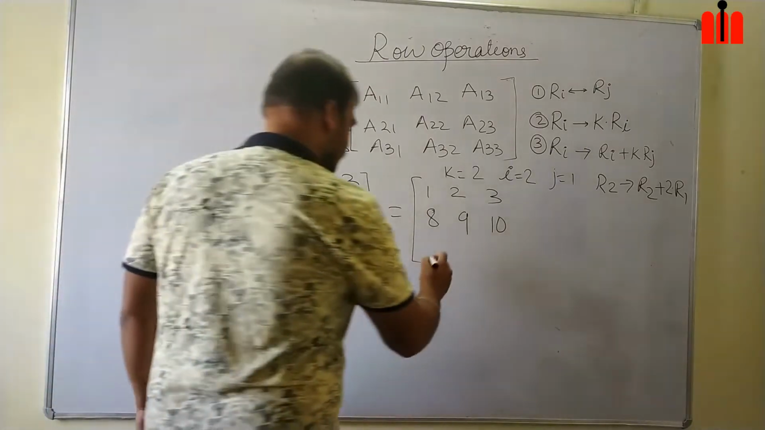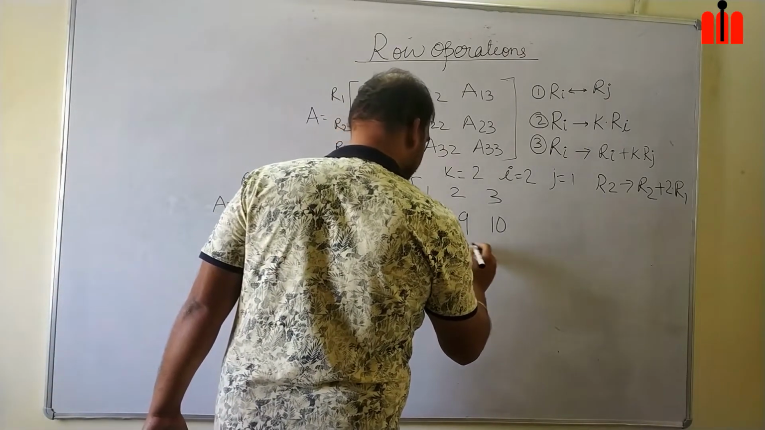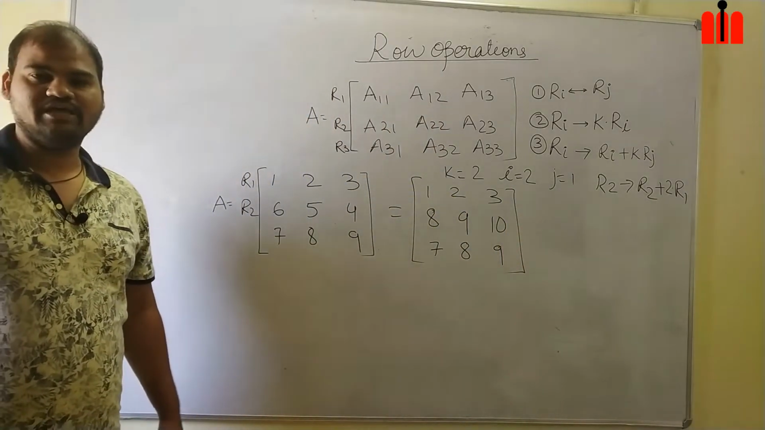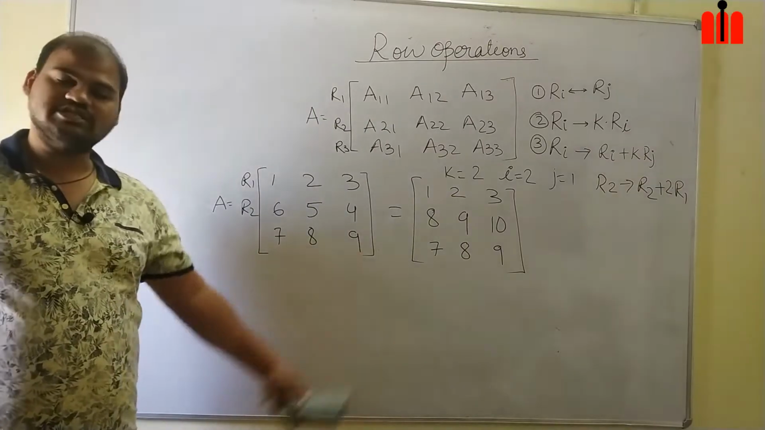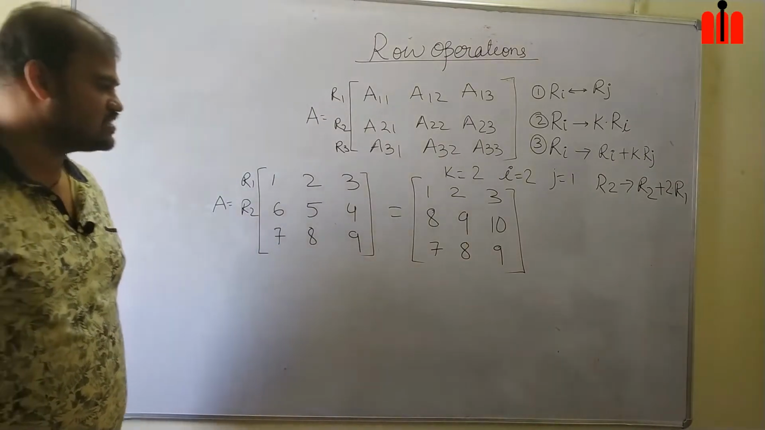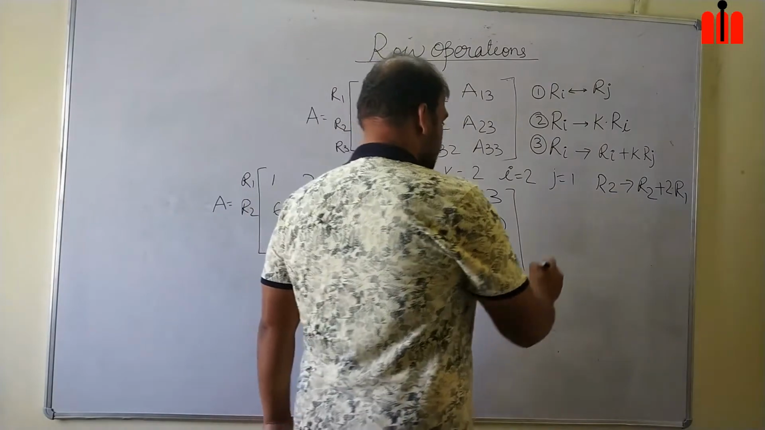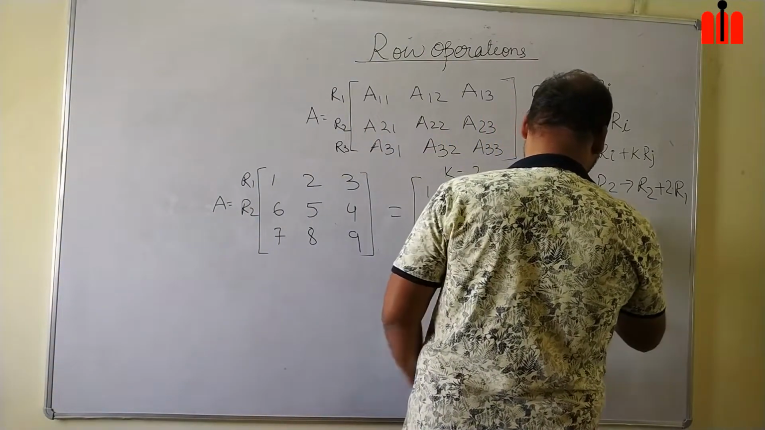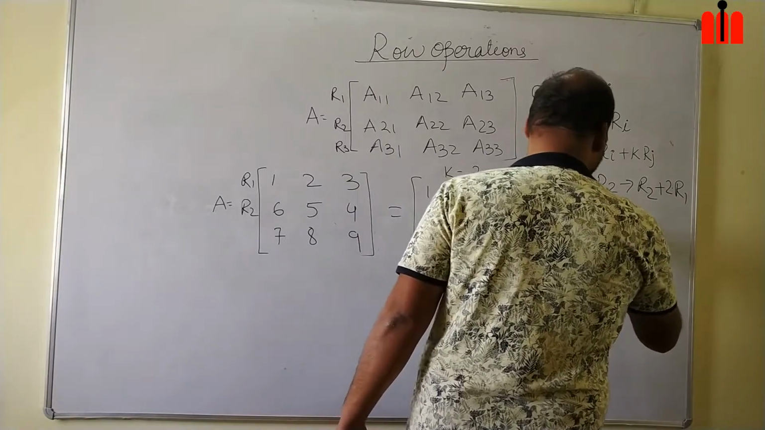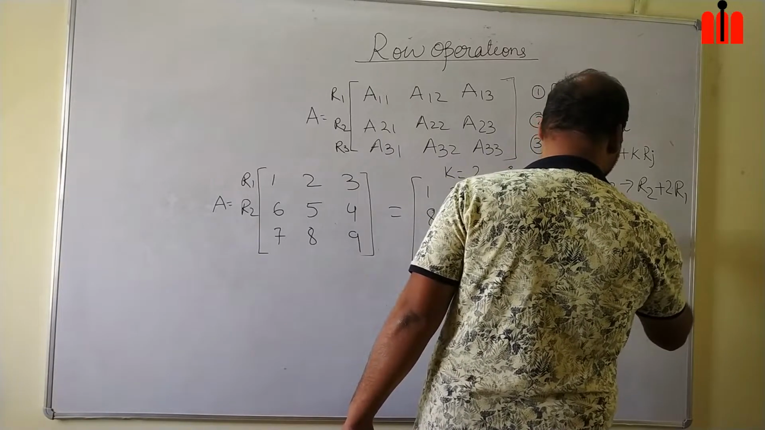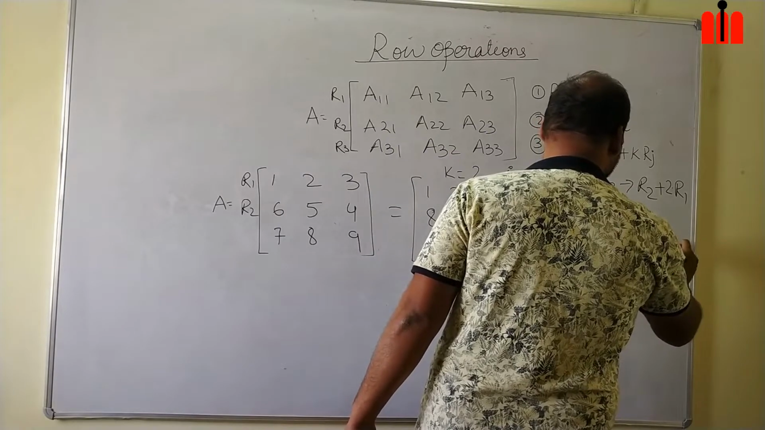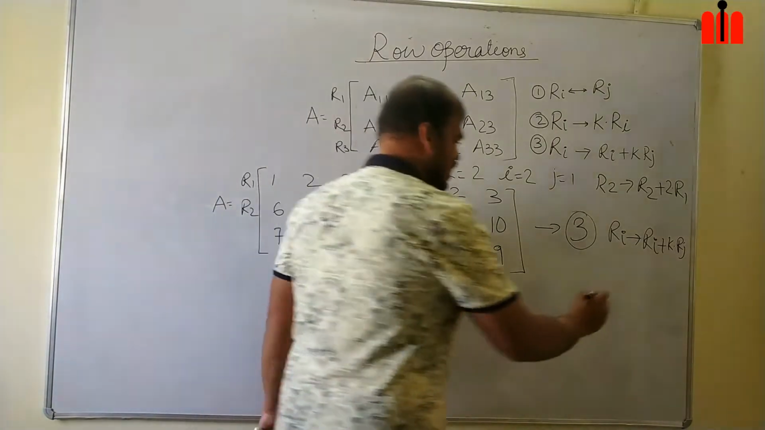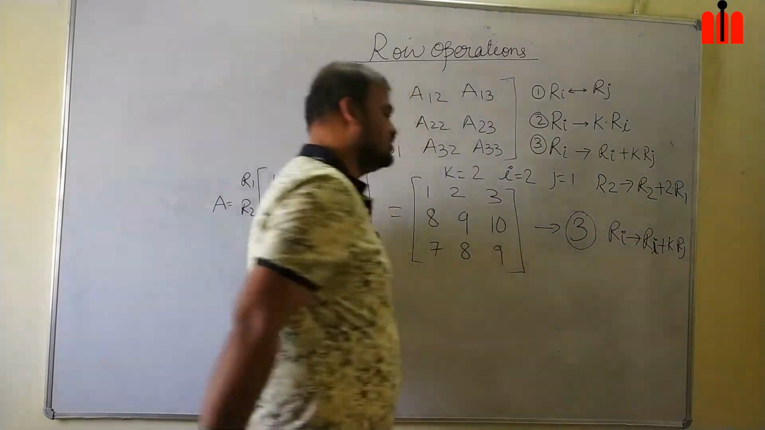Then R3 will be the same because we are not doing any operation on R3. So this will be my row. After the row operation, this will be my matrix. This completes our third operation, which is Ri tends to Ri plus K into Rj.